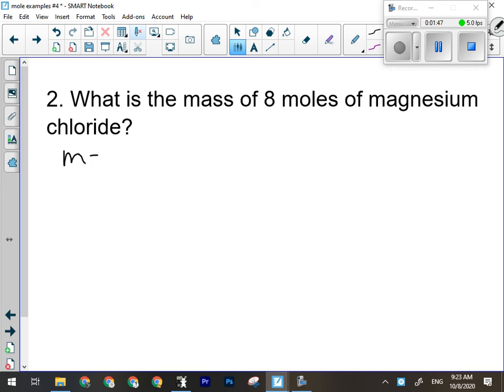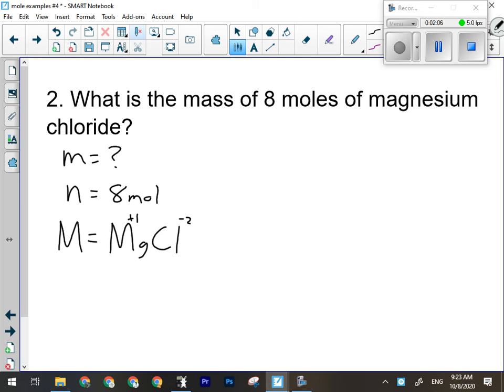All right, so for this one, we're looking for, what's the mass? So we're looking for little m this time, of 8 moles, so we know n, of magnesium chloride. And again, that's how I would do it on the test. I wouldn't give you the formula, I'd give you the name. All right, so big M, magnesium with chlorine, that's a -1, that's a +2. So we got MgCl2.